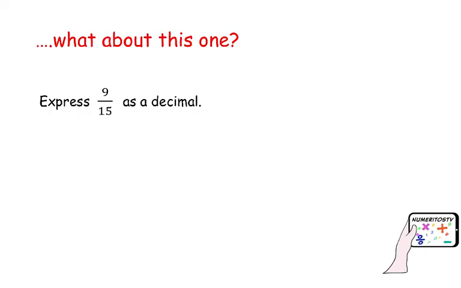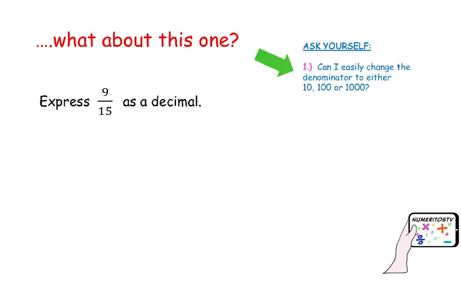But what if you have something like this? Express 9/15 as a decimal. So, our first trick, remember, ask yourself, can I change that 15 to 10, 100, or 1,000? We're looking for equivalent fractions. Well, if I try to change that 15 into 10, I'm making it smaller, so I need to divide by something, but 15 divided by no whole number will give me that 10. So, this will not be useful.